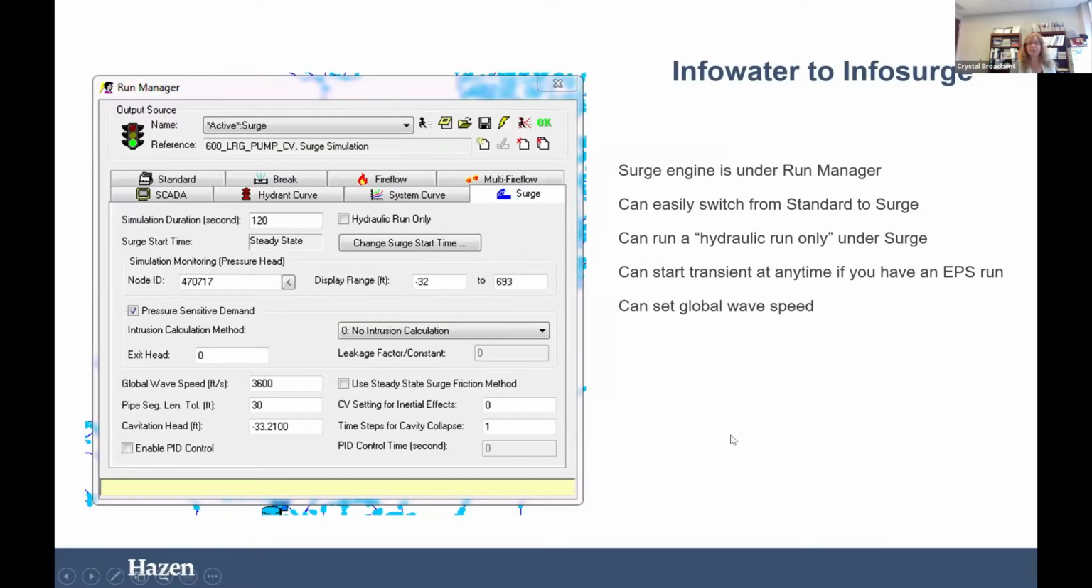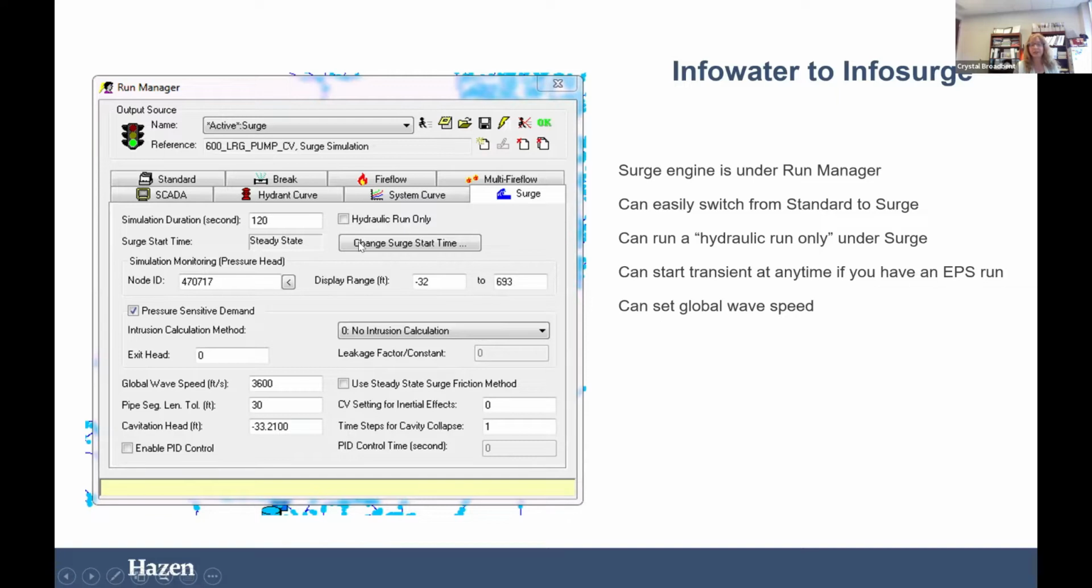So to go from InfoWater to InfoSurge, one, you need the license. But other than that, what happens is you'll get a new tab inside your run manager, it's Surge. And so the basic setup instructions are in here. You got your duration. You can pick a time. If you have a standard EPS simulation, you can come in here and pick a time that you want to start your surge analysis. So you don't have to do a steady state run.